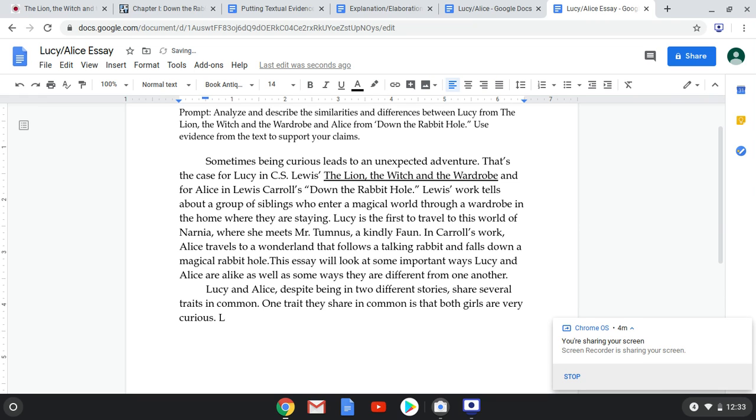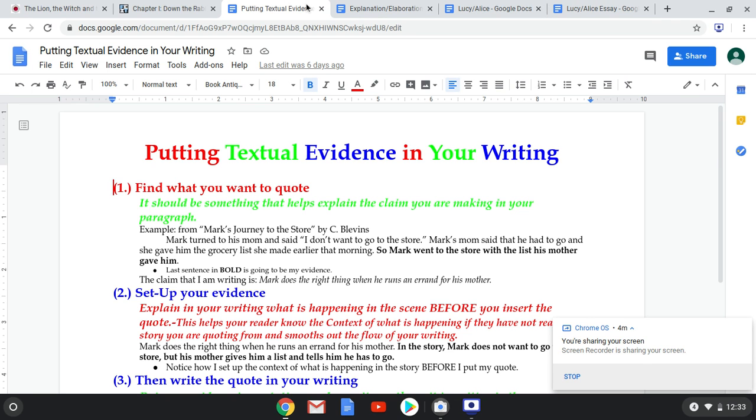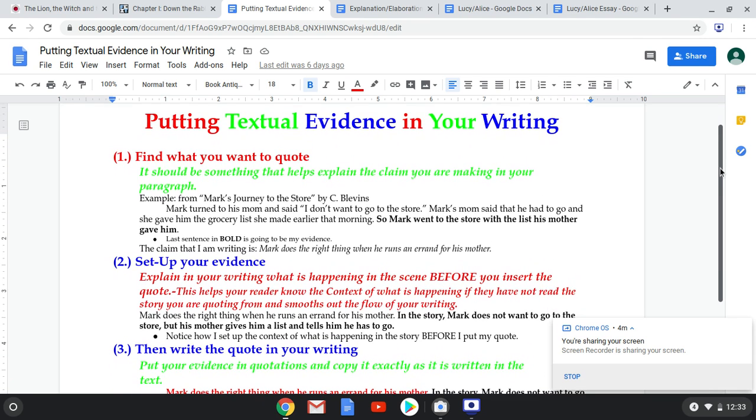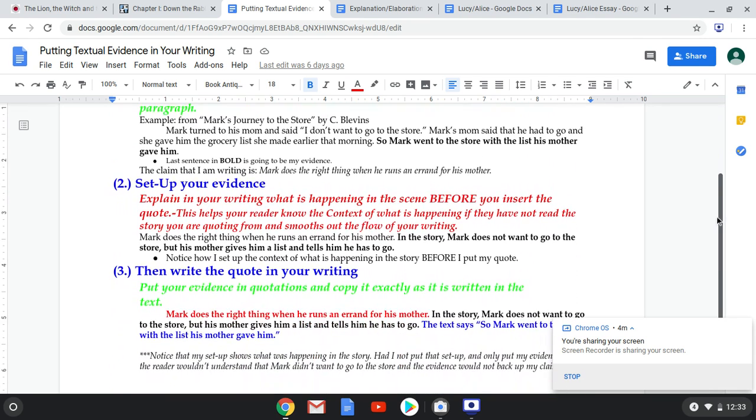Now I'm going to have to use an example. Okay, I already have text-based evidence, but let's look here. I have a chart about putting evidence in your essay, putting textual evidence. Okay, find what you want to quote. We already did that. Now look at this step here. Set up your evidence. Explain in your writing what is happening in the scene before you insert the quote.